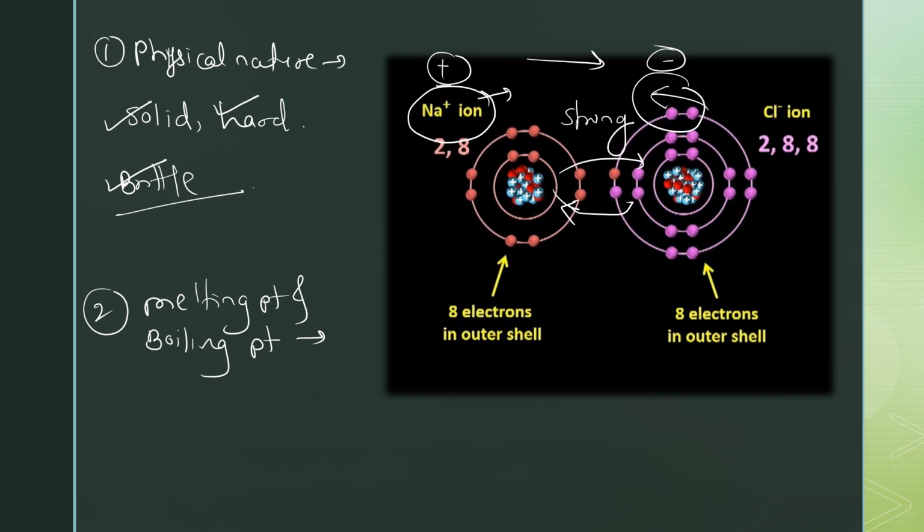Now the second property is about melting point and boiling point. These ionic compounds have high melting and boiling points, because a considerable amount of energy is required, since such a strong force is there. So we need a lot of energy to break the bond, to break this strong ionic attraction. That's why they show high melting point and boiling point.